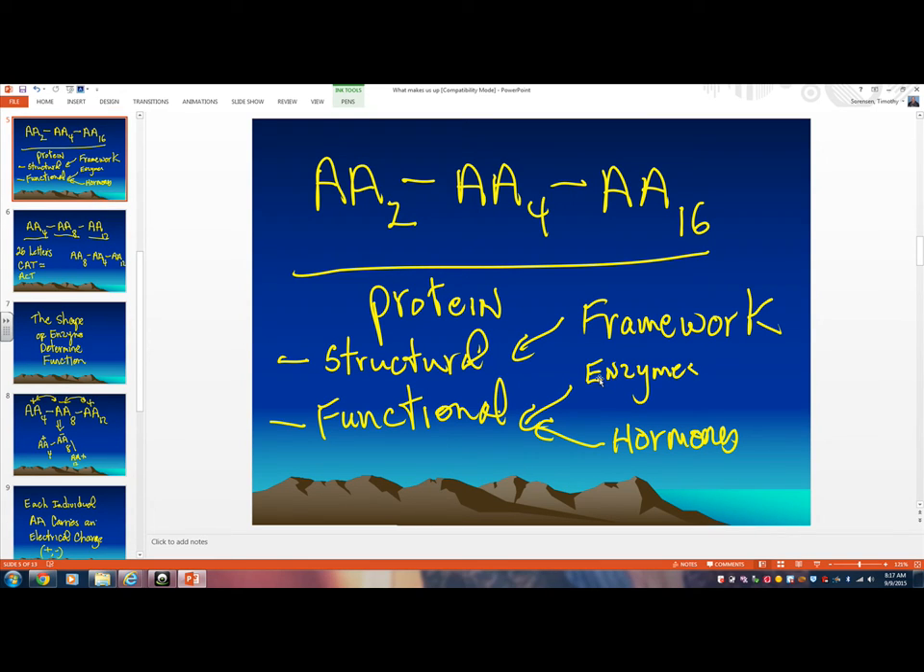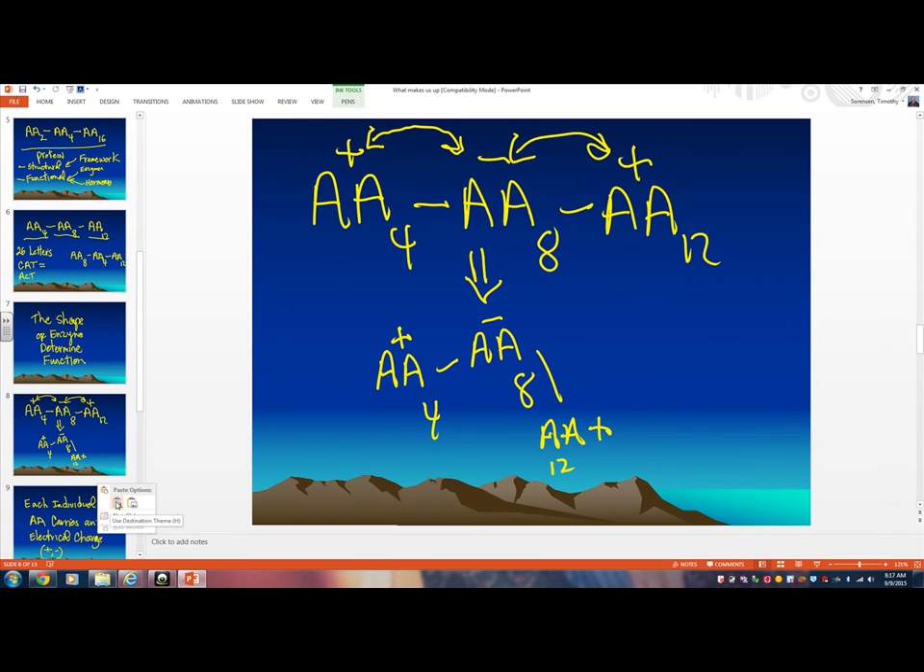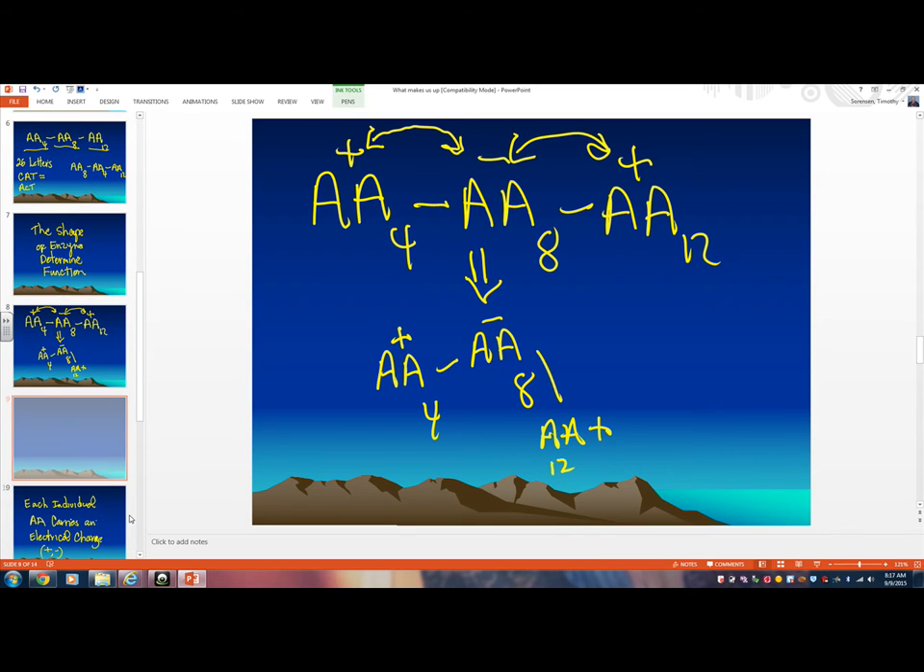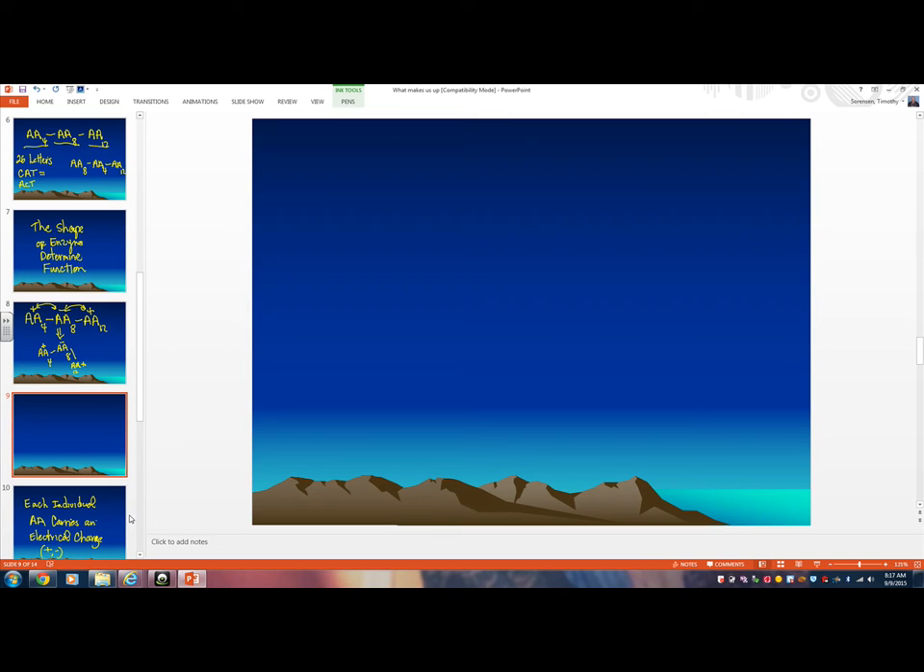So here we go. Again, the shape of that protein, and in this case, the shape of that enzyme, is going to determine whether or not that enzyme can do its job.